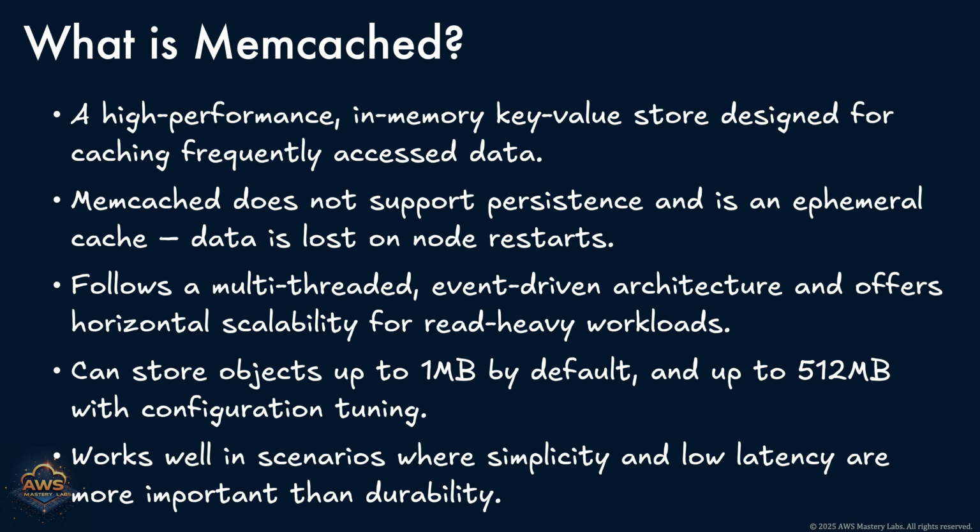A standout feature of Memcached is its ability to handle relatively large data objects. While the default object size limit is 1 MB, it can be configured to support up to 512 MB per item, making it well-suited for storing complex, serialized objects, pre-rendered HTML fragments, or lookup tables.